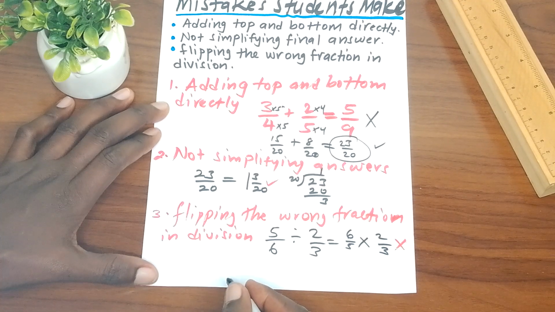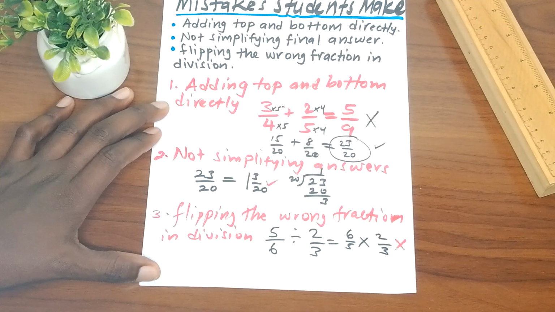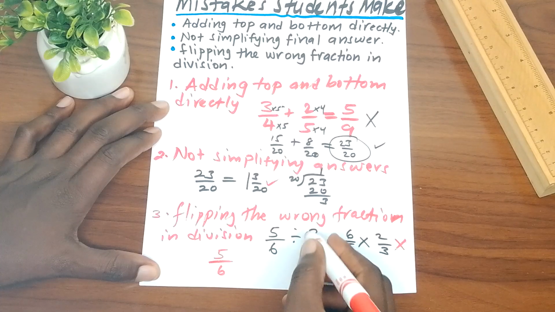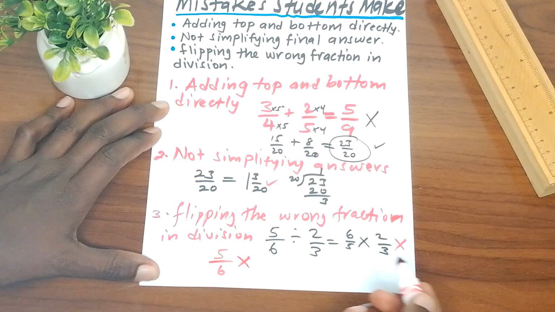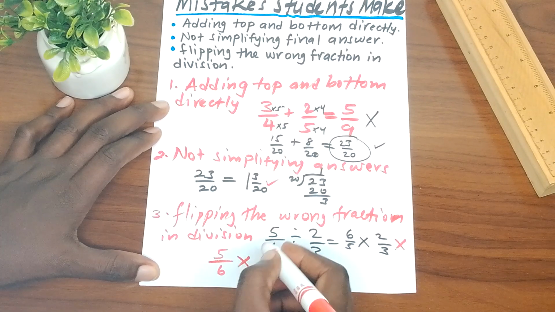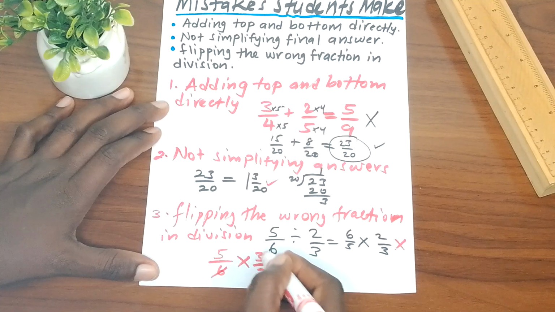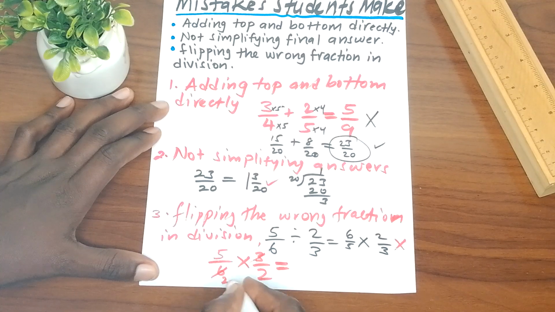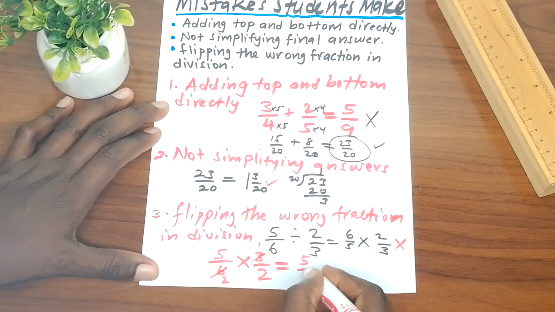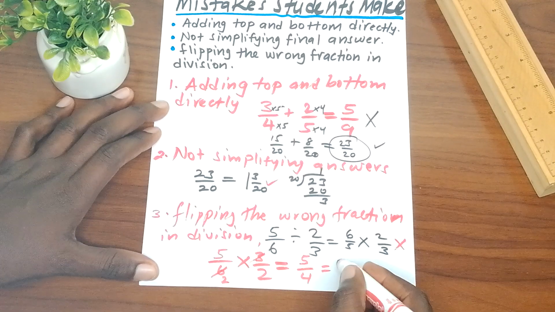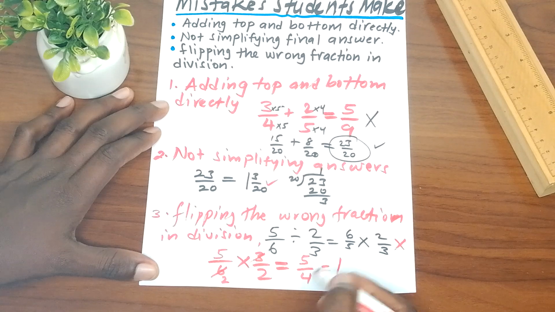The right way to do this will be 5 out of 6, then times, you change the division to multiplication, then you flip the second fraction and you have 3 out of 2. Then this way you are on the right track. You can cancel 3 and 6, 1, 2. Then you have your answer as 5 out of 4, which we can still reduce: how many 4s are in 5, that is 1, and the remainder is 5 minus 4, which is 1 out of 4.